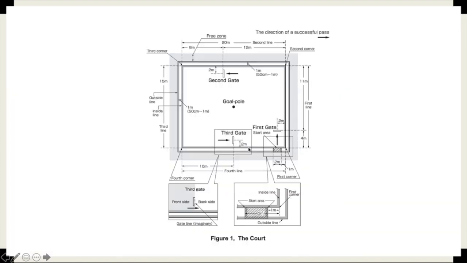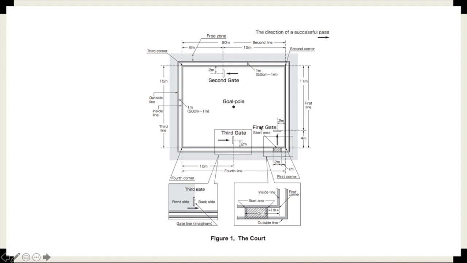So if we go back to figure 1 here, and we look at the first gate here, we can see that imaginary line has been drawn for us all the way across to show us exactly where it needs to go. So it's stated that it needs to be 4 meters away from the fourth line, and it needs to be 2 meters away from the first line. And at right angles, we create the point of the first gate.